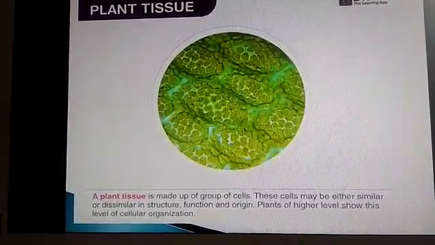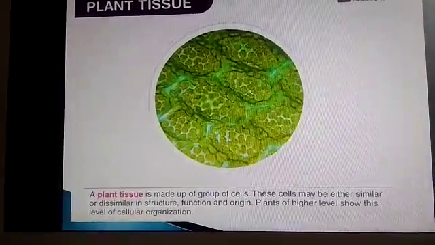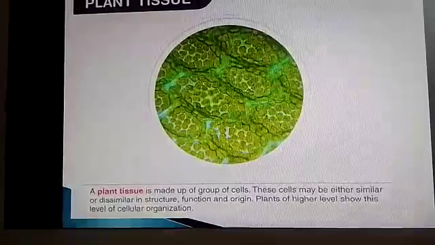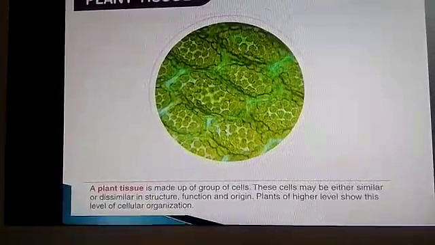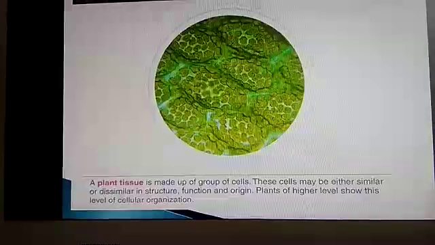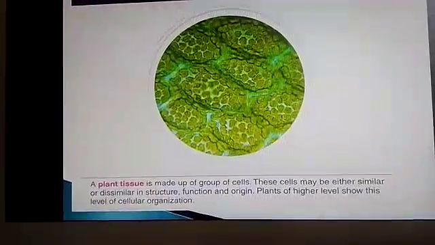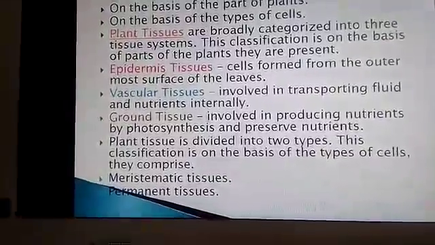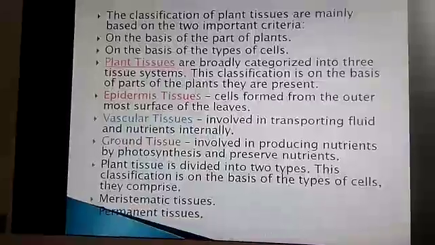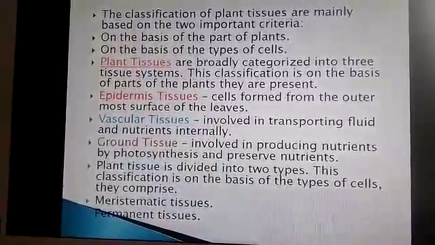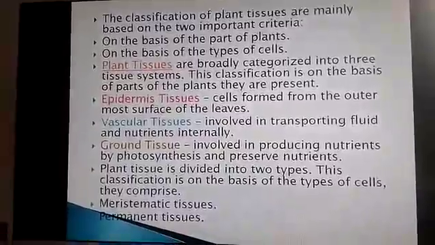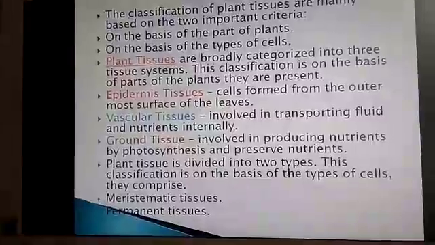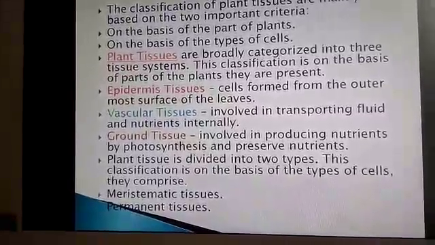So tissues, we know, are made up of different groups of cells. These cells may be similar or dissimilar in structure, shape and origin. Plants of higher level show this level of cellular organization. These are the tissues. And the classification of plant tissues is mainly based on two important criteria, that is on the basis of parts of plant and then on the basis of types of cells.